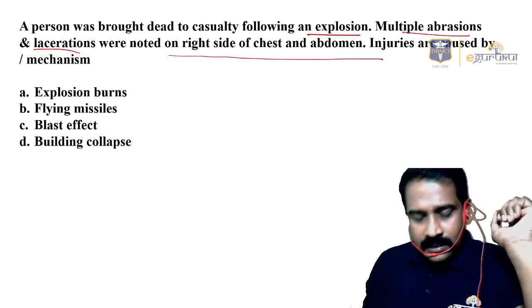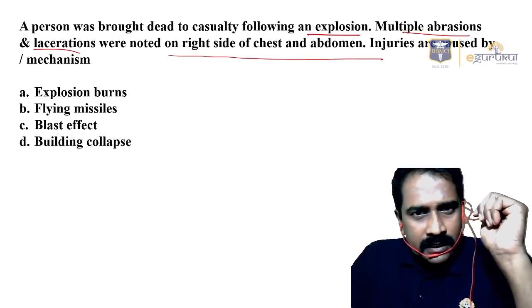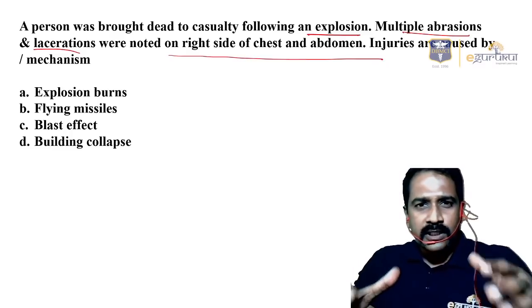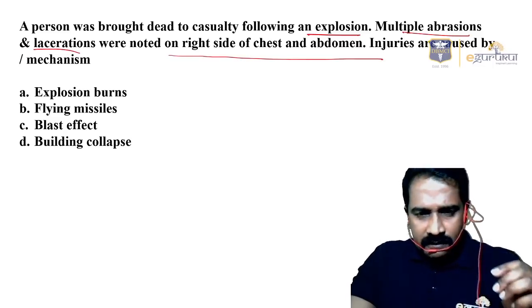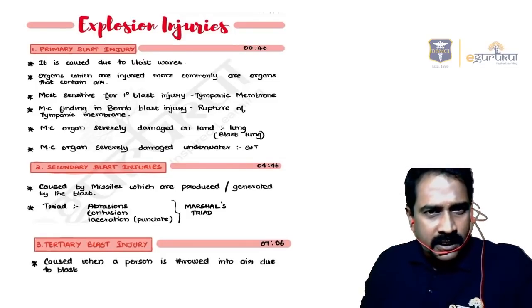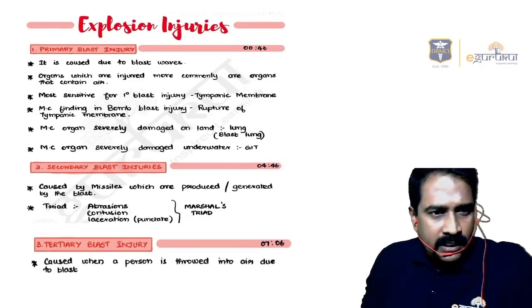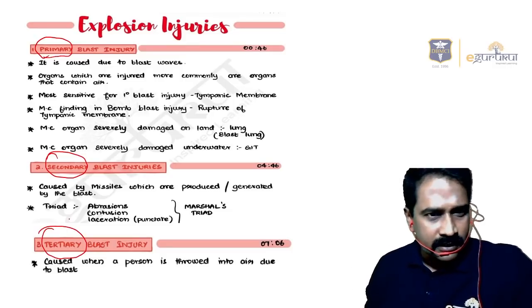See, a blast injury or an explosion causes injuries in three different ways. Which are they? One is primary blast injury, secondary blast injury, and tertiary blast injury. Okay, primary, secondary, and tertiary.